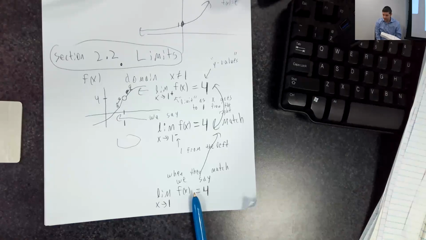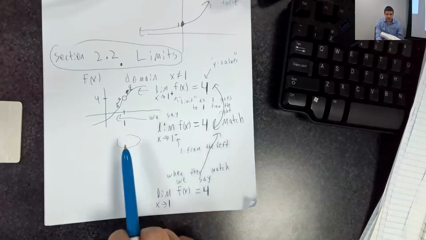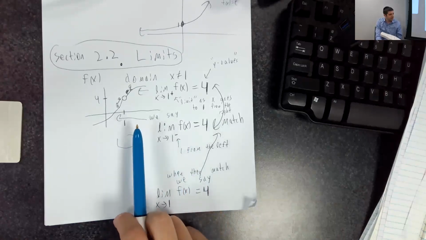I'll show this numerically in a second, but any questions on this? This is just sort of an intuitive little thing with limits.